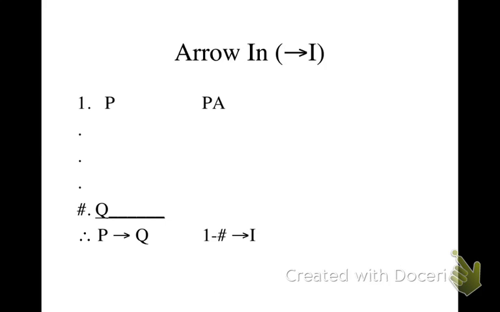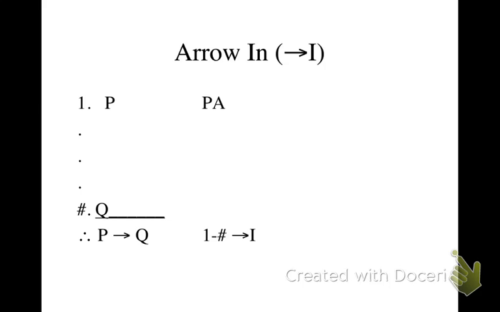Okay, so the rule of arrow in looks like this. Suppose we want to derive some conditional statement, and this is a conditional statement that we don't have in our proof already. It's not like we can extract it from the premises. So we need to build it. We build it using the rule of arrow in. So arrow in puts an arrow into a statement.